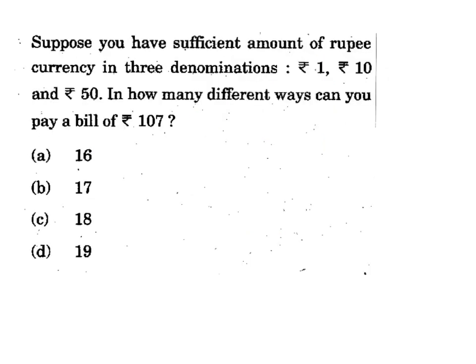Suppose you have a sufficient amount of rupee currency in 3 denominations: 1, 10 and 50. In how many different ways can you pay a bill of 107 rupees? Now first take 1 rupee, and then 10 rupees, then 50 rupees. Start with 1 rupee first. Assume that you are paying all 107 in 1 rupee coins. Then take 10 rupees. You can use 1 ten-rupee, 2 ten-rupees, 3, 4, 5, 6, 7, 8, 9, 10. You cannot use 11 because it exceeds.